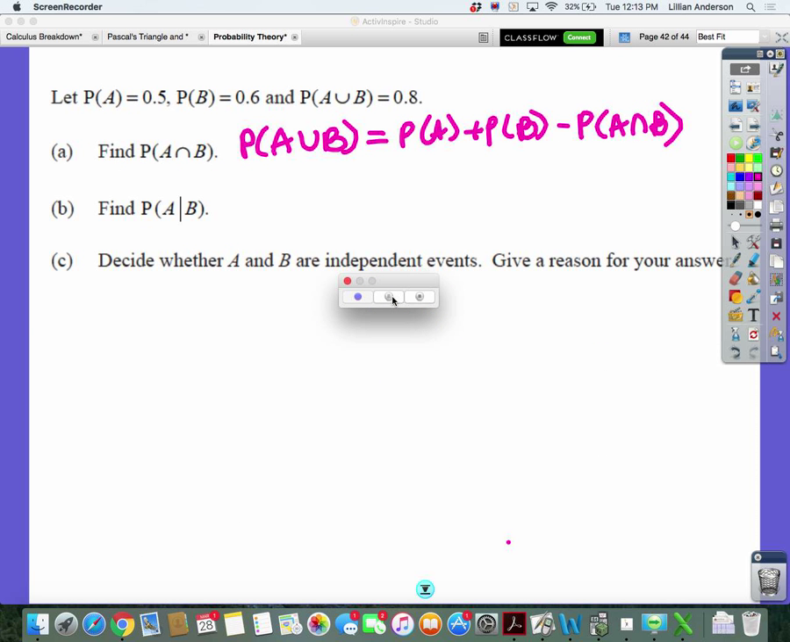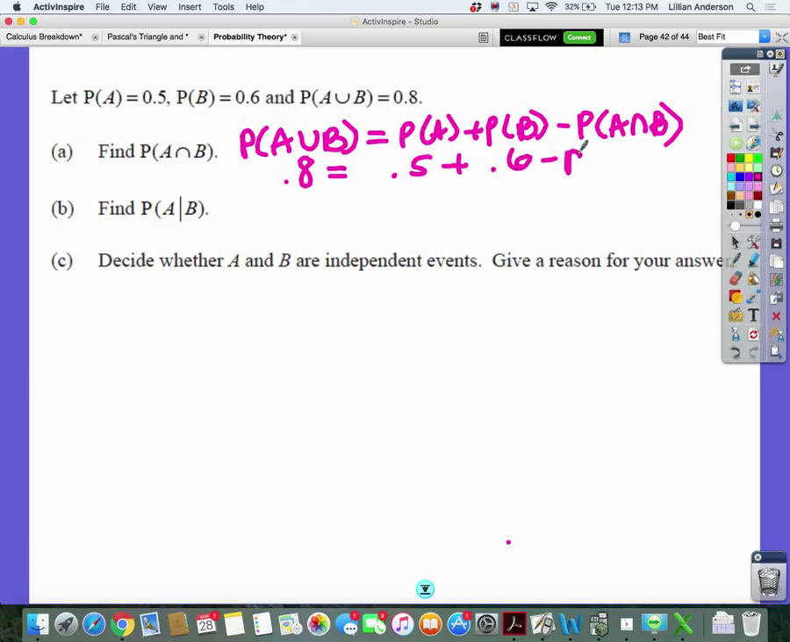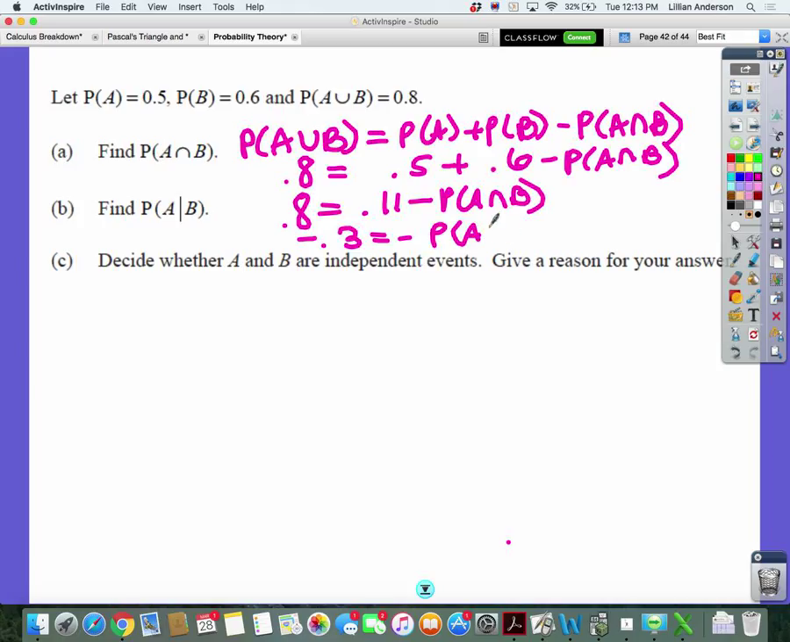That is the formula for combined events. So you already have this first part, that's 0.8. You have this part, that's 0.5. You have this part, that's 0.6. The thing you don't have that you want to find is that. That's 0.8 equals 0.11. When you subtract, that's a negative 0.3. Treat it like X, right? You're basically treating that like X. So your answer for A is 0.3, because you divide by a negative 1.